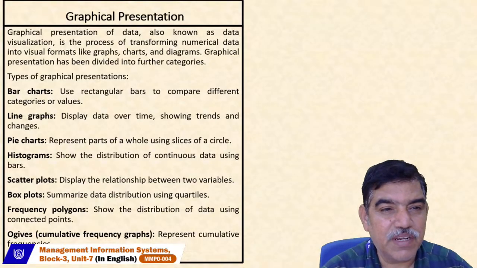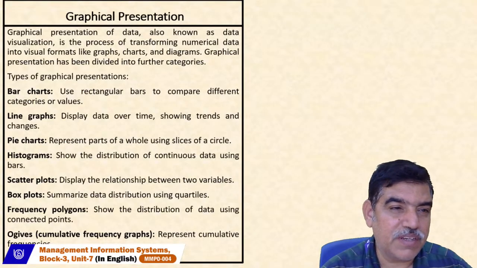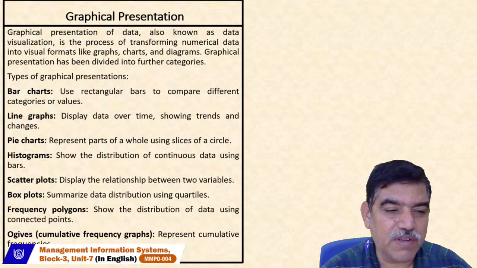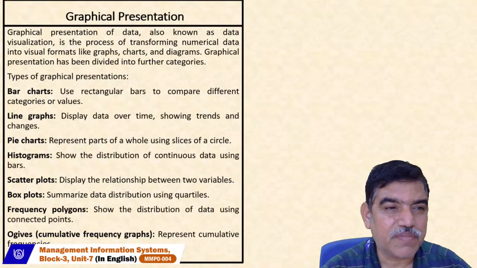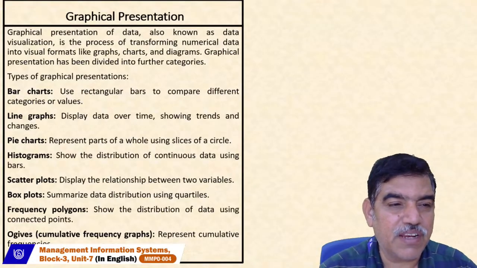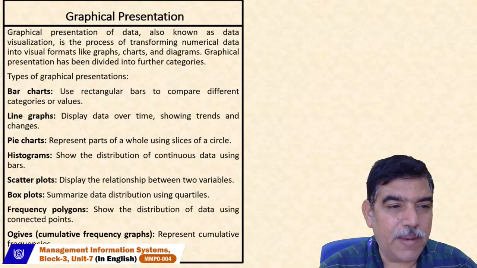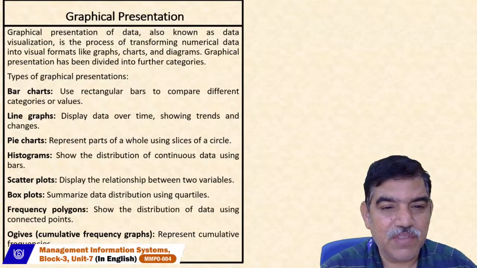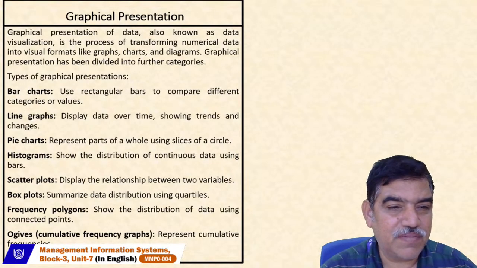Then what is actually graphical presentation and what are the different types of graphical presentation? That is bar chart, line chart, pie chart, histograms, scatter plots, box plots, frequency polygons, ogives, cumulative frequency graph. So what is a bar chart? It uses rectangular bars to compare different categories or values. Line graphs display data over time, showing trends and changes. Pie charts represent parts of a whole using slices of a circle. Histograms show the distribution of continuous data using bars.